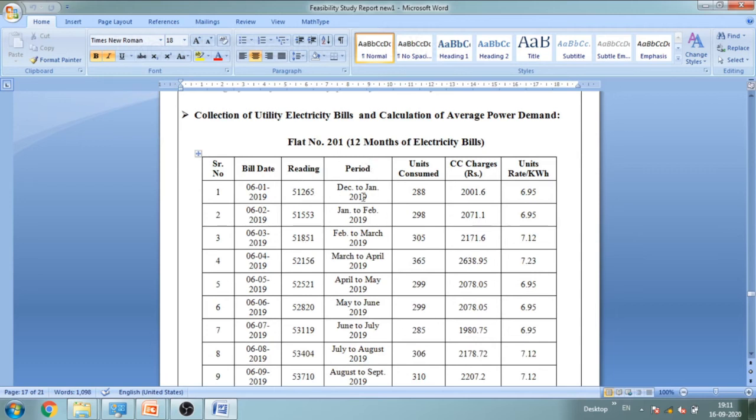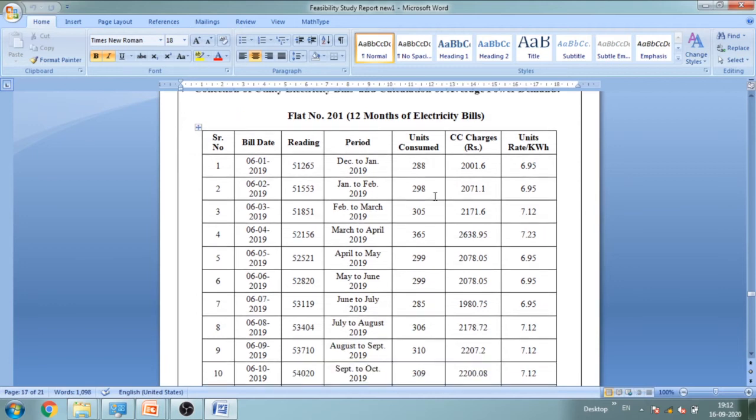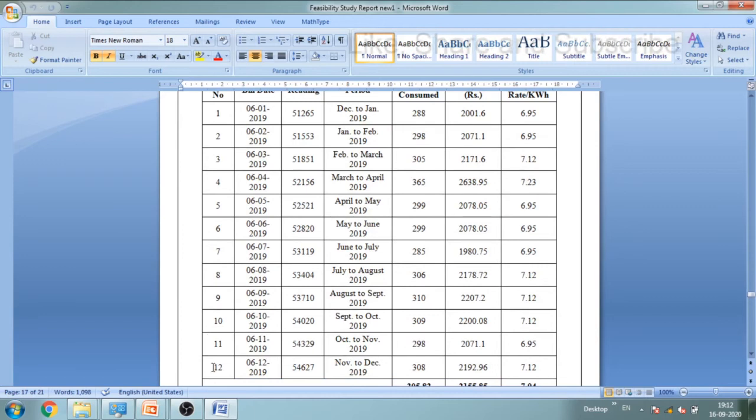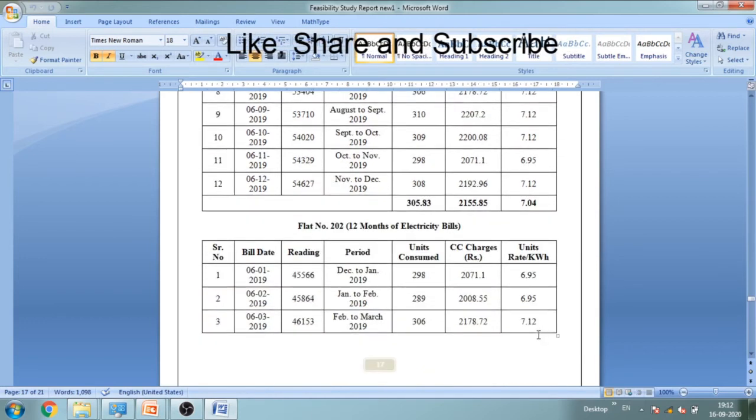the bill has been charged, the number of units consumed by the particular consumer, the basic CC charges, and the unit rate per kilowatt hour. In this building, there are 4 flats and 4 meters, one for each flat. We have collected 12 months of electricity bills for each flat. So for flat number 1, we have collected the 12 months of electricity bills and mentioned the corresponding average consumption over here.